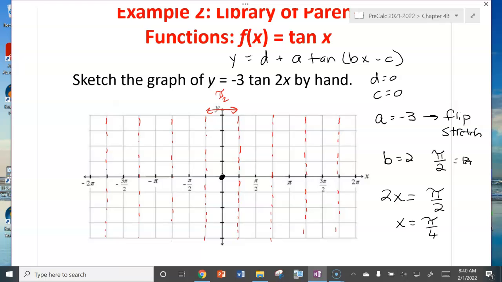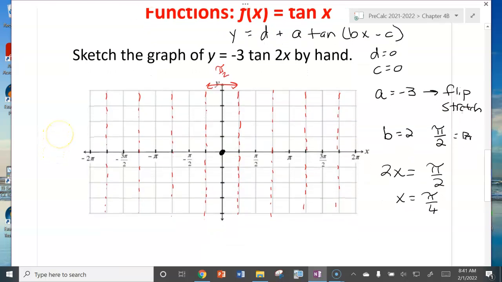We have our table from last time. I knew that at pi over 4 I had a 1. But now, because I'm compressing by 2, it's not going to be at pi over 4, it's going to be pi over 8. So right about there is pi over 8. And because a is negative 3, this isn't going to be at 1, it's going to be at negative 3. So negative 1, negative 2, right there. I'm going to play the same game on the other side. Here's pi over 8. And instead of at a negative, it's going to be at a positive. So here is what this graph looks like.